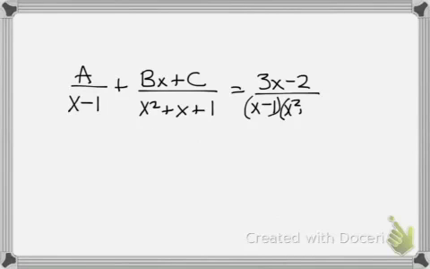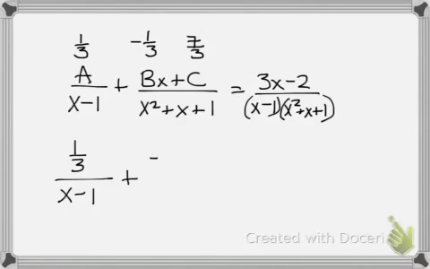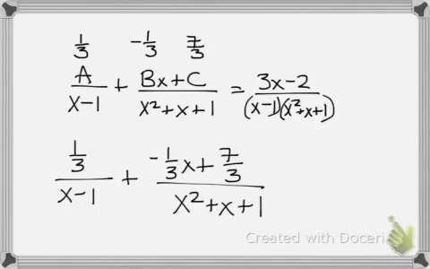And then that gives us our solution. If you remember, this was what we had at the beginning, this part right here, and we said that a is equal to 1/3, b was equal to negative 1/3, and c was equal to 7/3. So when we write our answer, it's going to be 1/3 over x plus 1 plus negative 1/3 x plus 7/3 over x squared plus x plus 1.